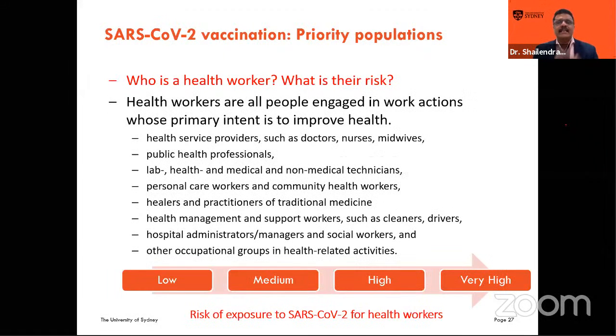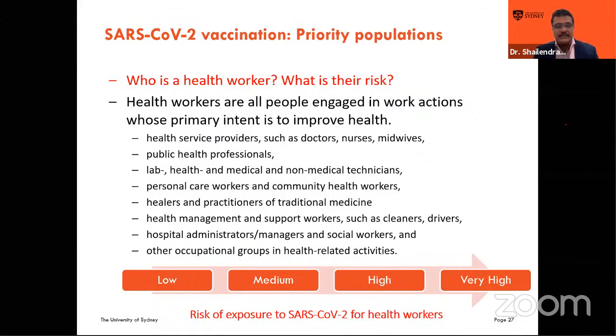What we have is this health worker. Who is a health worker? And what is the risk of this health worker? It could be a doctor or nurse, public health professional, lab staff, personal care, community health workers. Healers and practitioners of traditional medicine are also health workers. Management workers, cleaners, drivers, hospital administrators. So there's really a broad health worker classification.